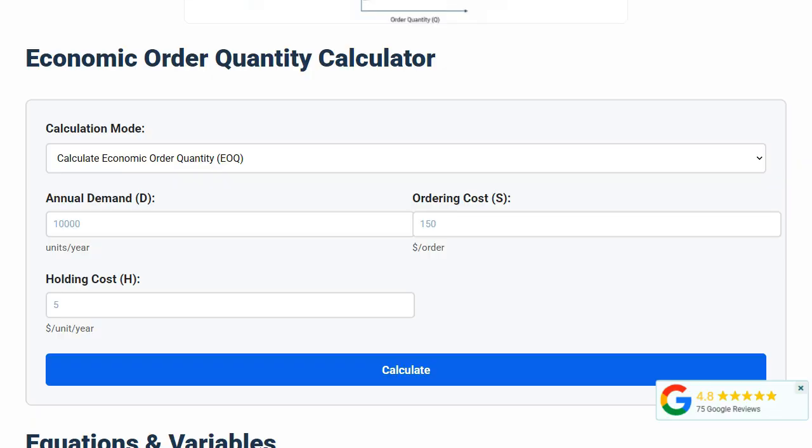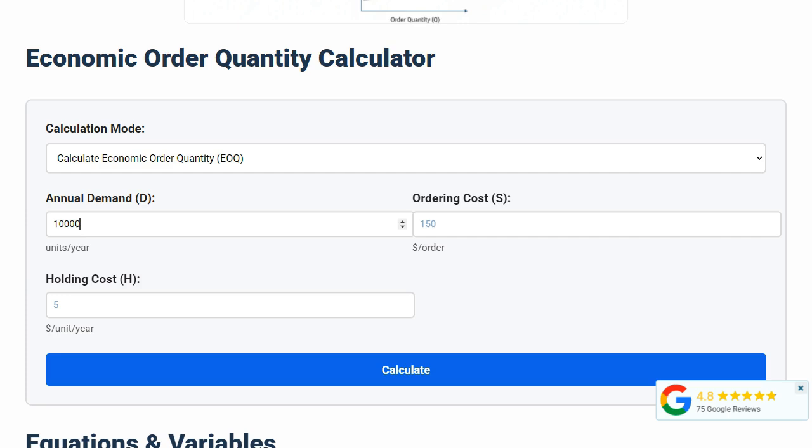First, enter your annual demand, which is the total number of units you need per year. For our example, let's use 10,000 units. Next, enter the ordering cost, which is how much it costs to place a single order, including shipping and processing fees. We'll enter $50. Finally, input the holding cost per unit per year, which includes storage, insurance, and depreciation costs.